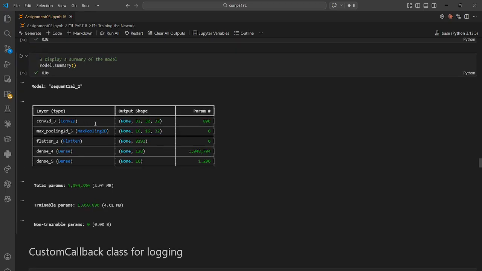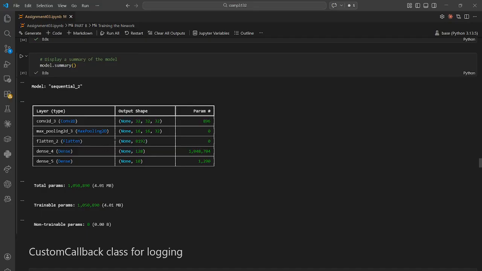Conv2D scans the image with 32 small 3 by 3 filters to detect features like edges and textures. It uses ReLU activation for nonlinearity. Max pooling 2D reduces the size by half by taking the max value in each 2x2 window. This reduces computation and makes the model robust to small shifts.